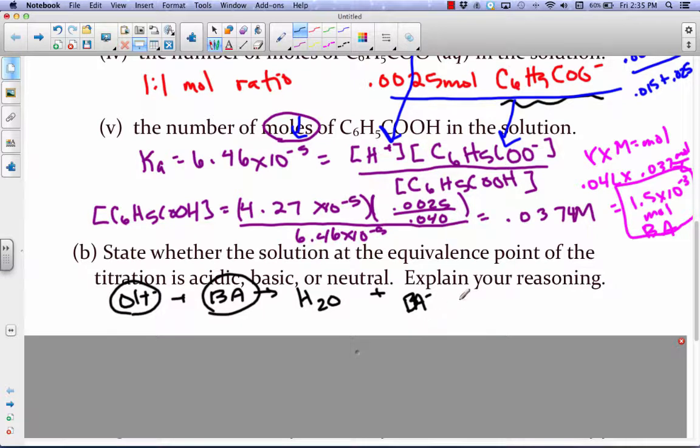So what happens here? Well, these will set up an equilibrium by which the benzoic acid reforms, and to reform I have to steal hydrogen ions from the water, right, to stick back onto here. So that's going to leave hydroxide ions behind. We're taking that reaction and going back in reverse again, because benzoate is one of those ions from a weak acid. It's the conjugate base of a weak acid. So it will steal some of those hydrogen ions back. So what we have in solution at the equivalence point is hydroxide ions. That makes this solution basic.